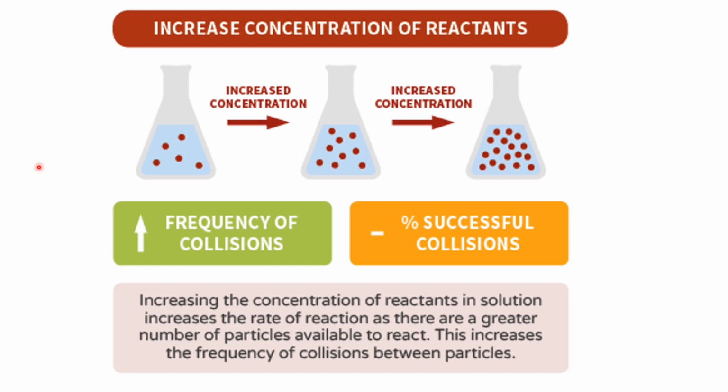Now, consider a room in which there are fewer people and another room where there are more people. Now think of those people moving randomly. You can imagine that when there are more people in a room who are moving randomly, there will be more collisions with each other. The same is the case here: as we increase the concentration of reactants, the frequency of the collisions will increase, and that's why the rate of reaction will also increase.